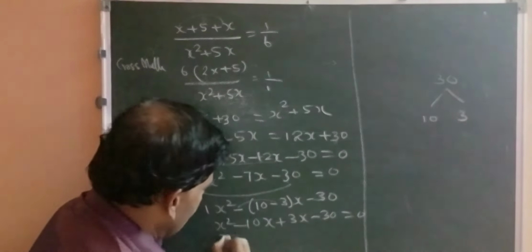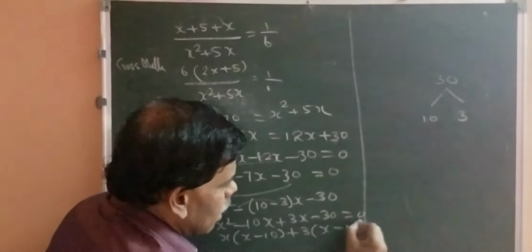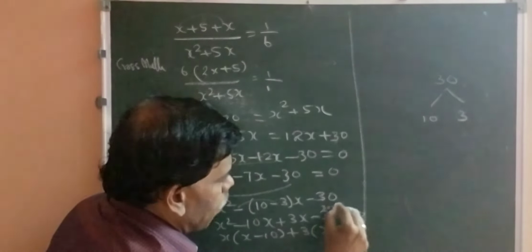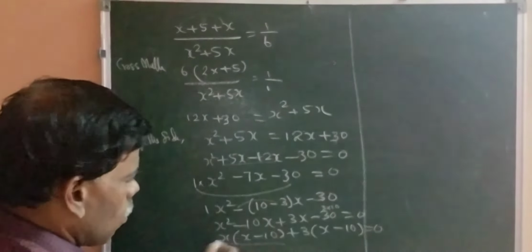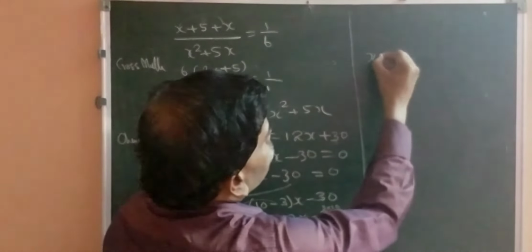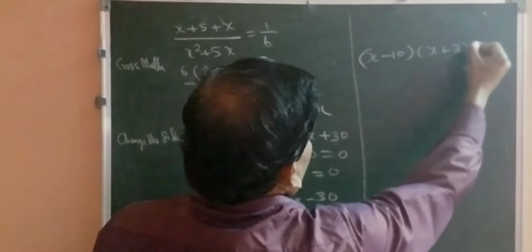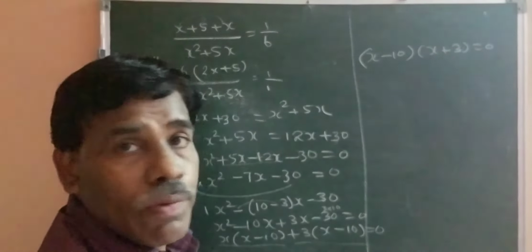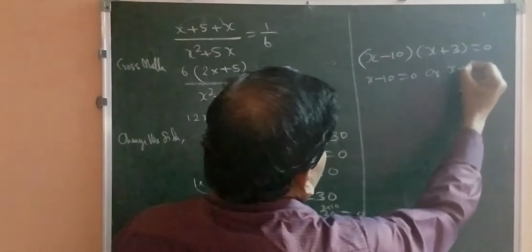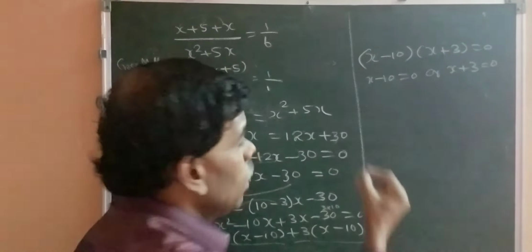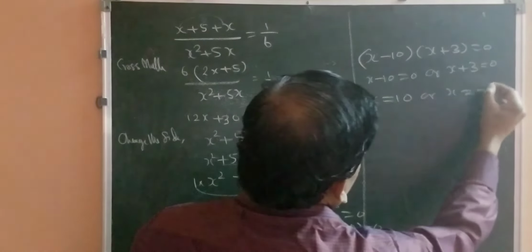So what is common here? x. So x into x minus 10 plus 3 into x minus 10, because 3 into 10 is 30. So what is common here and here? x minus 10 and x plus 3 equal to 0. So now what you will do? x minus 10 equal to 0 or x plus 3 equal to 0. Therefore x equal to 10 or x equal to minus 3.